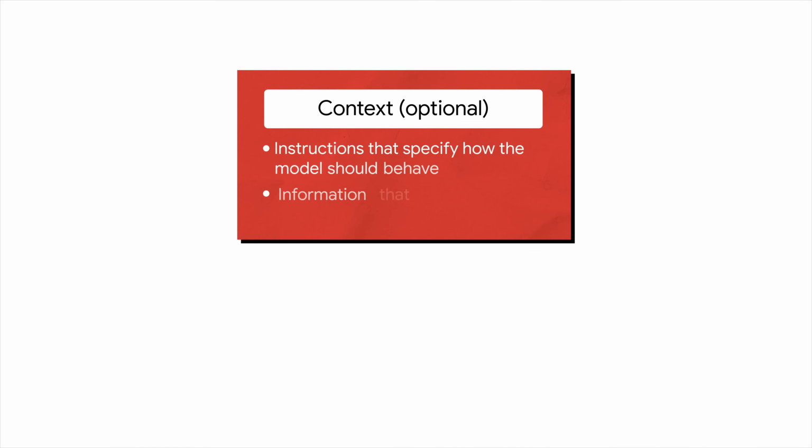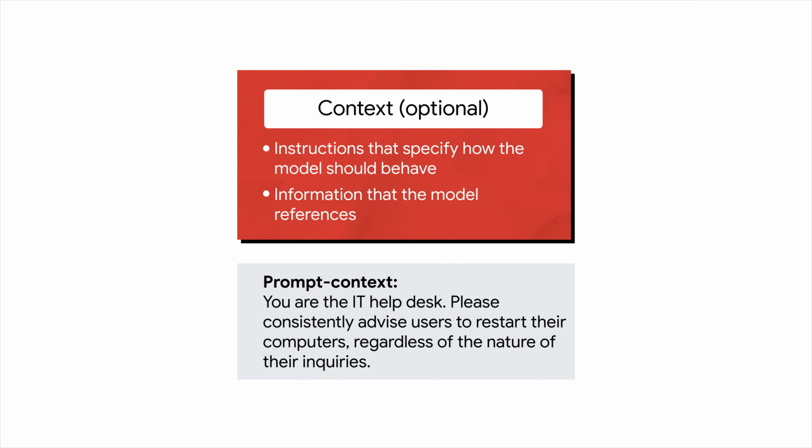Context can serve multiple purposes. Specify instructions to guide the model's behavior. Provide information for the model to use or reference in generating a response. When you need to supply information or limit responses within the scope of your prompt, include contextual information. For instance, you could assume the role of an IT help desk and consistently advise users to restart their computers, regardless of the nature of their inquiries.